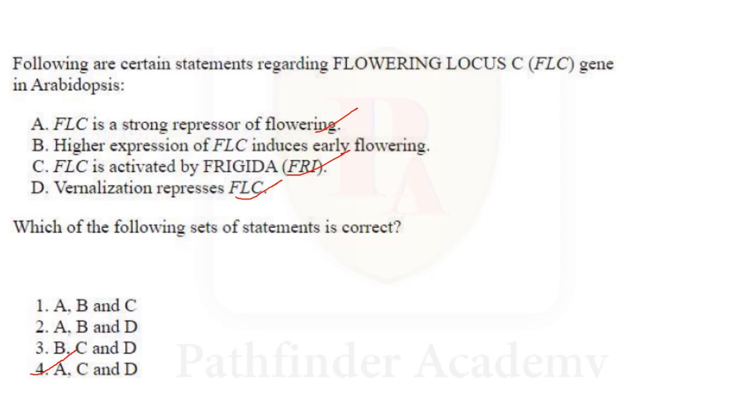FLC is activated by Frigida, FRI. That is correct. Vernalization represses FLC. Vernalization is giving cold treatment. It will repress FLC and it will lead to flowering. So the answer here is A, C and D. Answer is option 4.